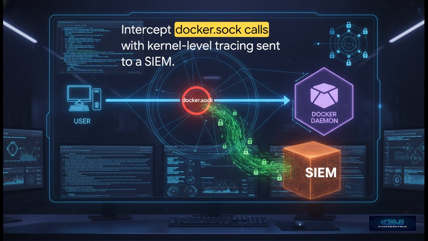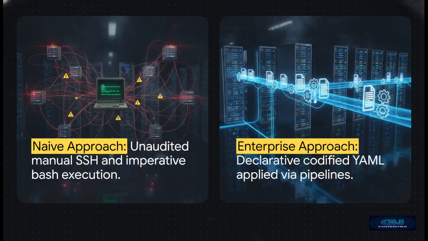Because a developer could use docker exec to sidestep application-level security and alter a database without leaving any application trace whatsoever, direct socket tracing is mandatory. You literally have to audit the Unix socket itself. Every single API call made to docker.sock must be intercepted with kernel-level tracing and shipped directly to a centralized SIEM for immutable compliance auditing. And that leads to a fundamental paradigm shift.